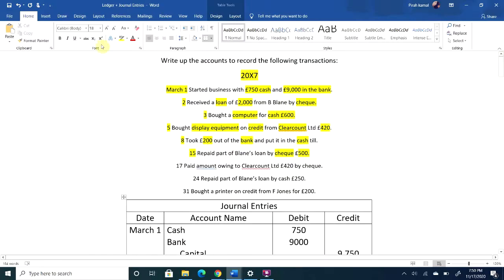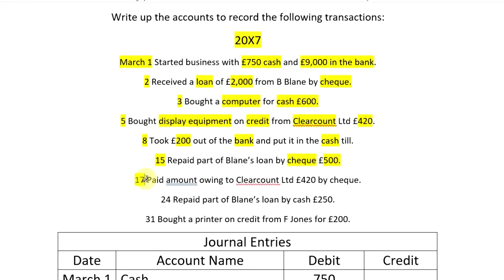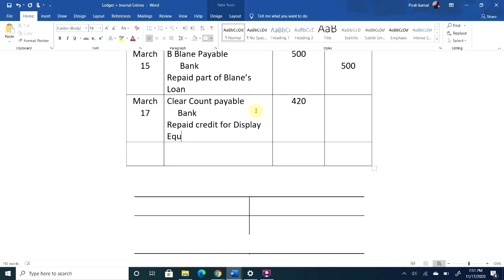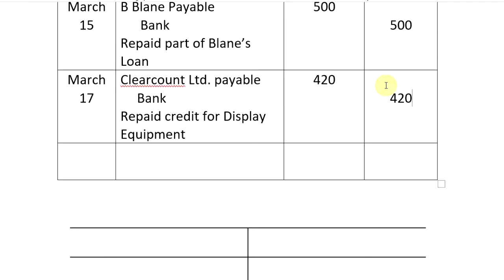Let's move on to the next transaction. March 17, paid amount owing to Clear Count Limited, 420 by check. We have paid the whole amount that we owed Clear Count. We bought display equipment, remember, which was on credit. Now we are paying for that credit. So our destination is Clear Count Limited payable and our source is bank. We are paying it through check. So Clear Count Limited payable is our debit and bank is our credit, 420. Description is repaid credit for display equipment.